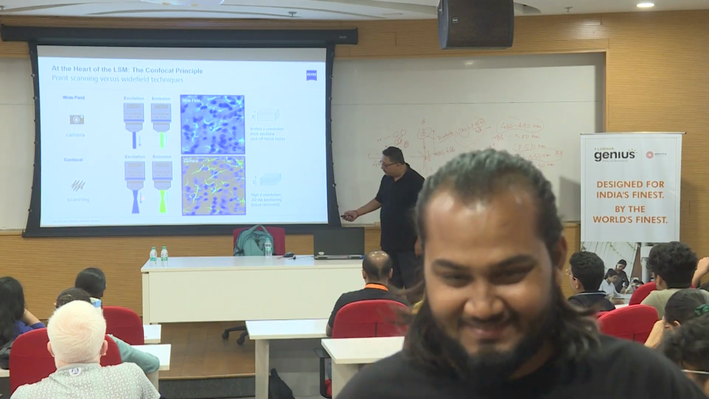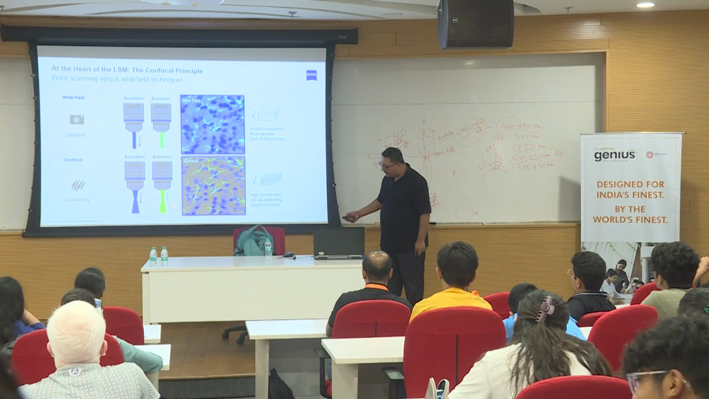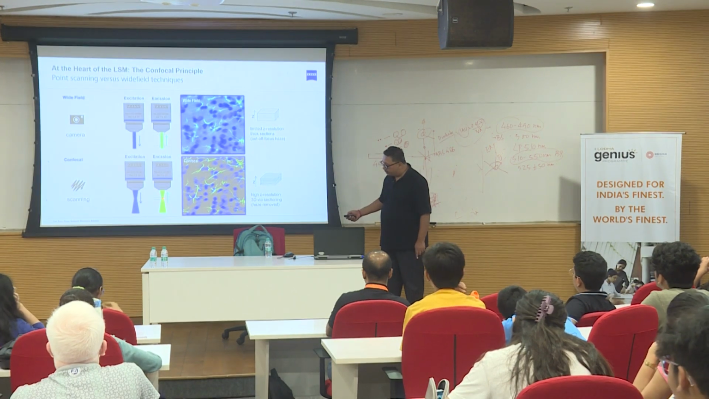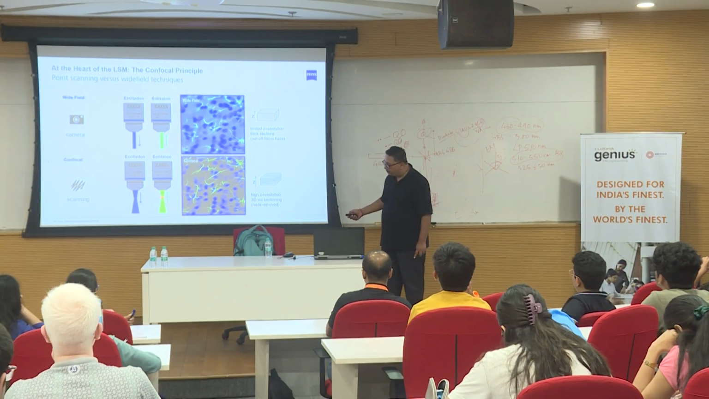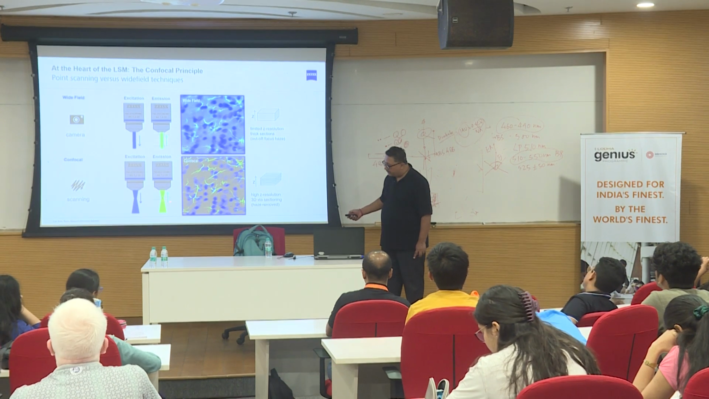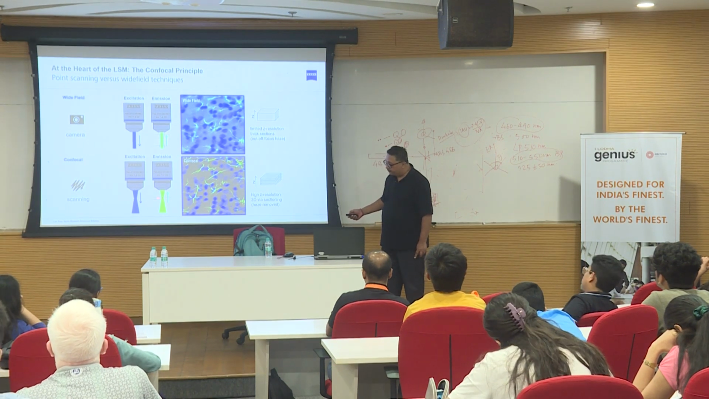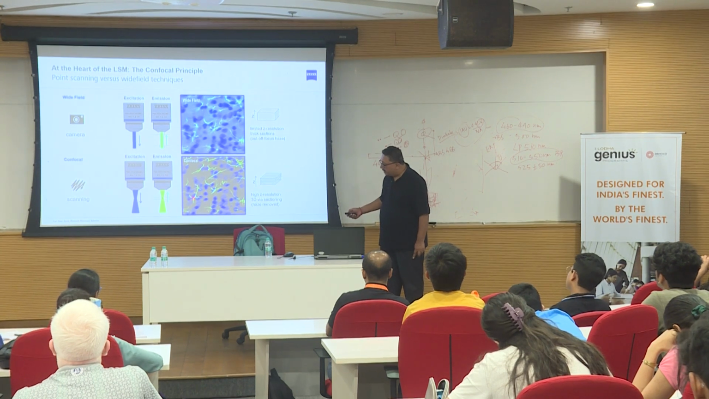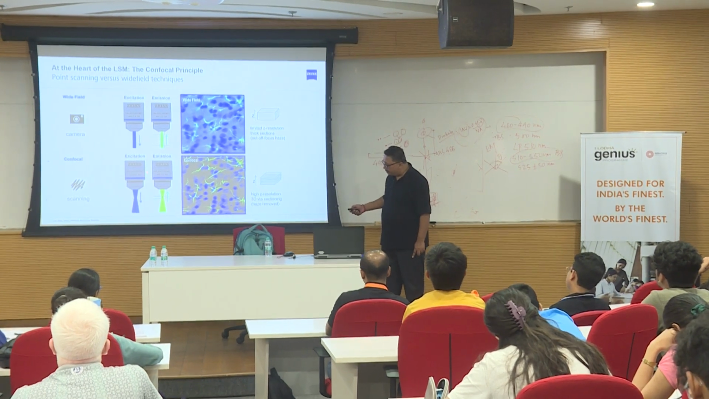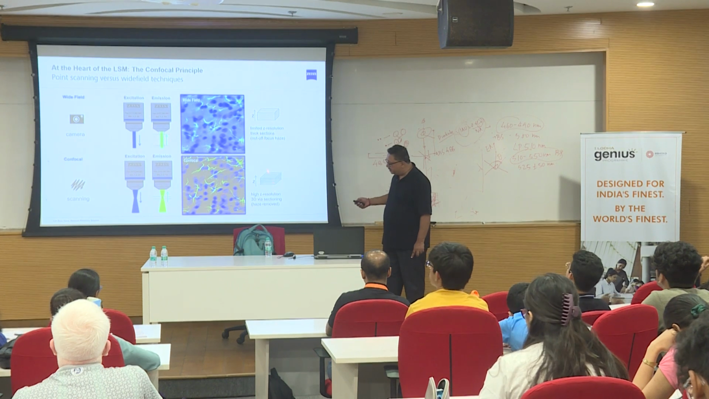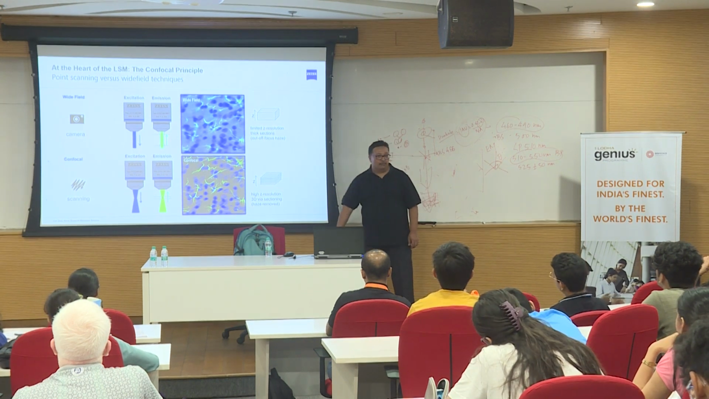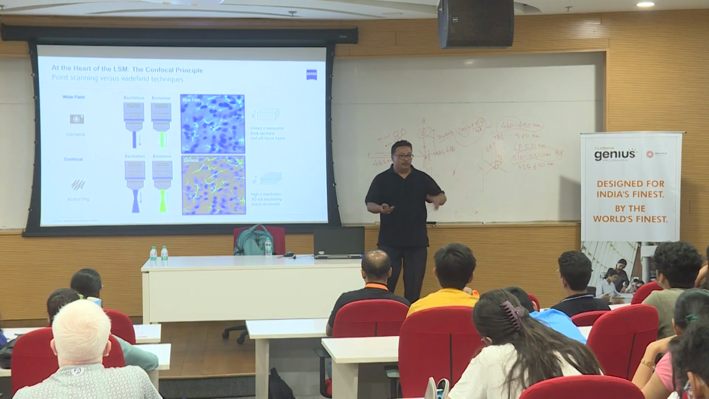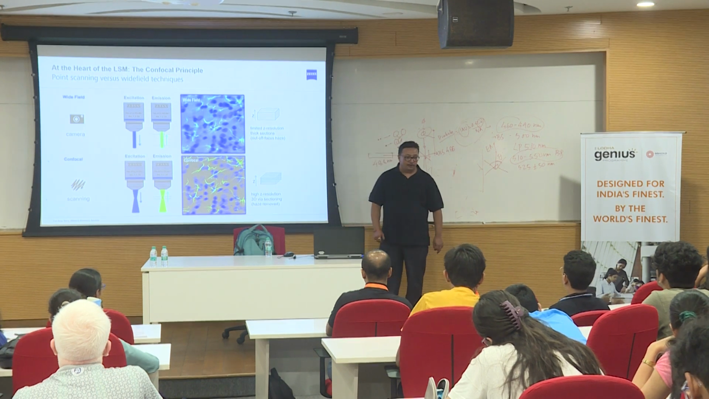You excite the complete volume, you collect emission out of the whole volume, but because of the pinhole in the conjugate focal plane, you collect only the in-focus information, the conjugate plane information only. This is not a single plane image, but a combination of single images at different Z positions and a MIP, maximum intensity projection, to give you a totally in-focus image in the whole field of view.